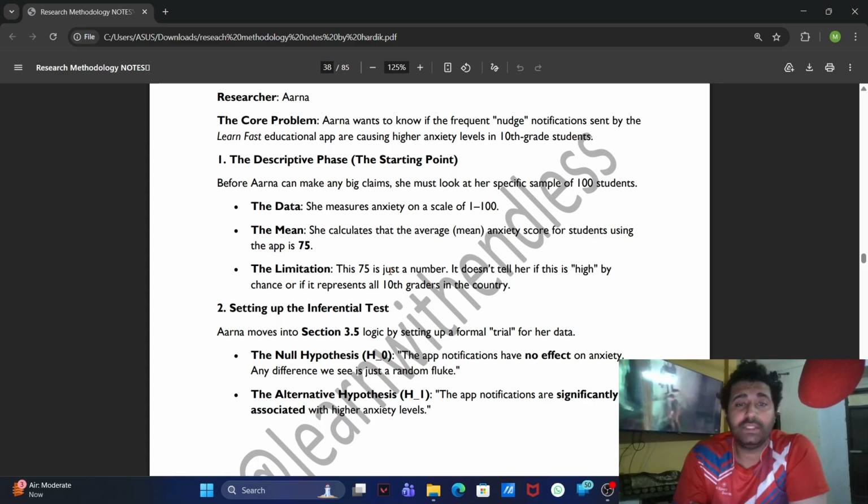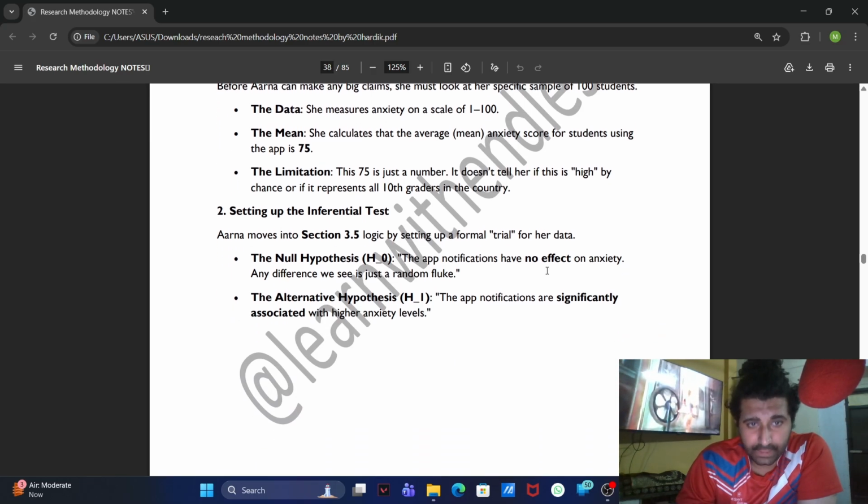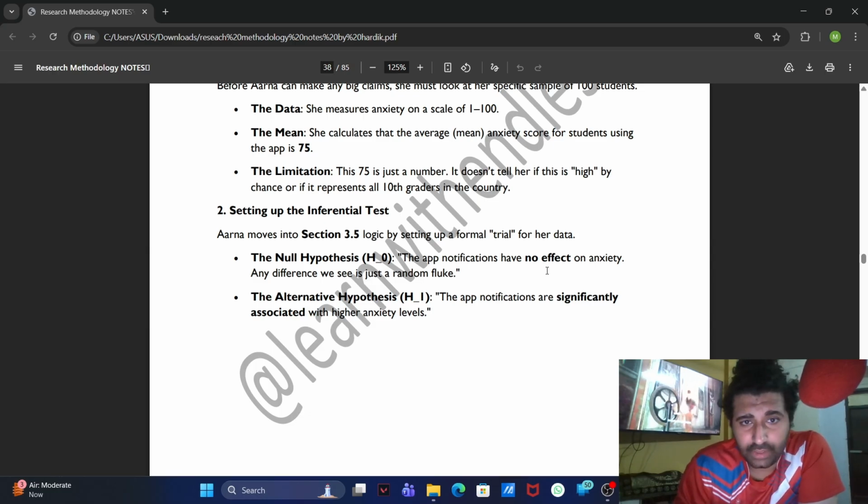The limitation: this 75 is just a number. It doesn't tell her if this is high by chance, or if it represents all 10th grade in the country. Setting up the inferential test. Anna moves into section 3.5 logic by setting a formal trial for her data.